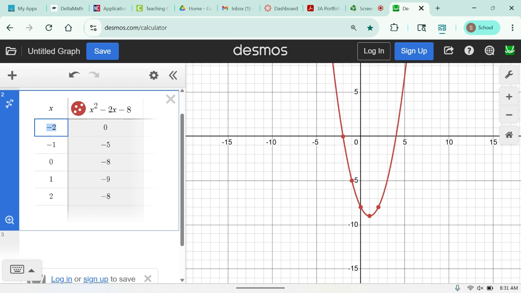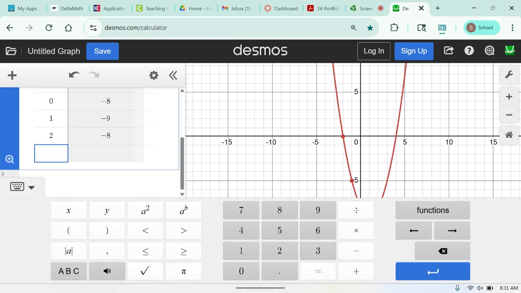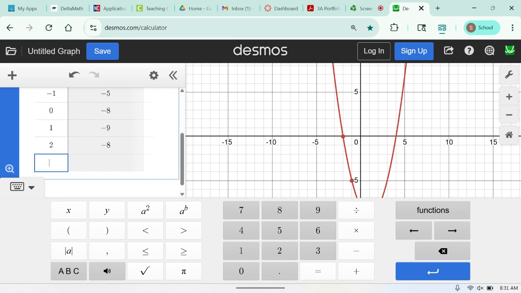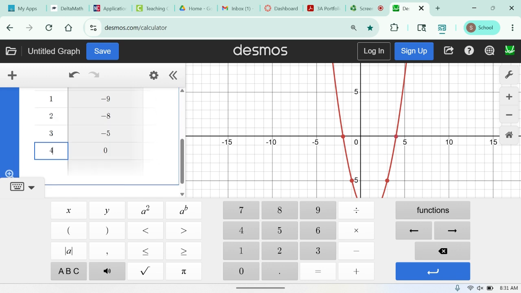Now, it automatically goes from -2 to 2. That's what the x values go through. Where Desmos is nice is that you can input any x value you want. My recommendation is keep adding in x values until the y value is the one you start at, because remember, quadratics repeat. This would be 3, we get -5 again, and then 4, we get 0.